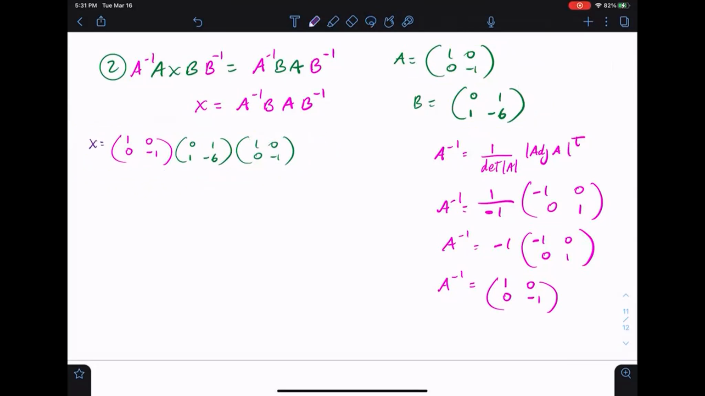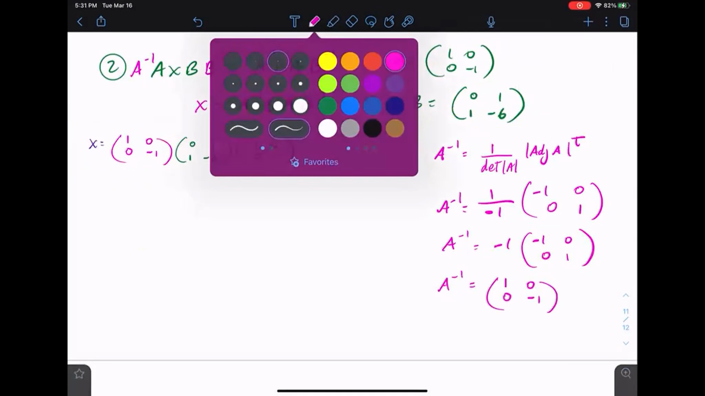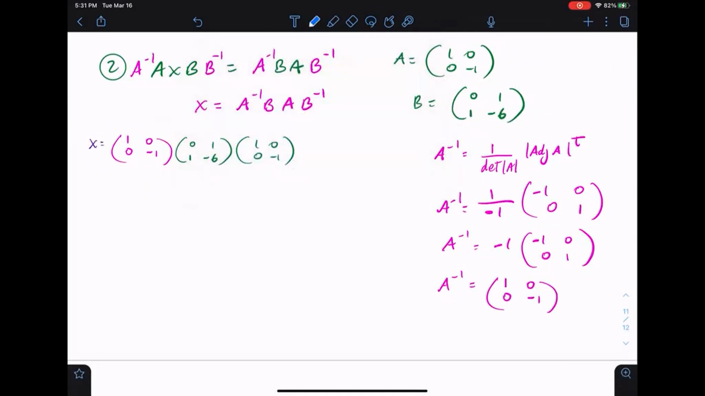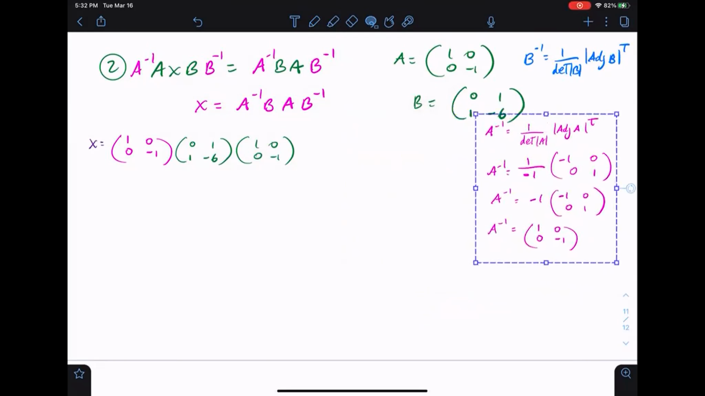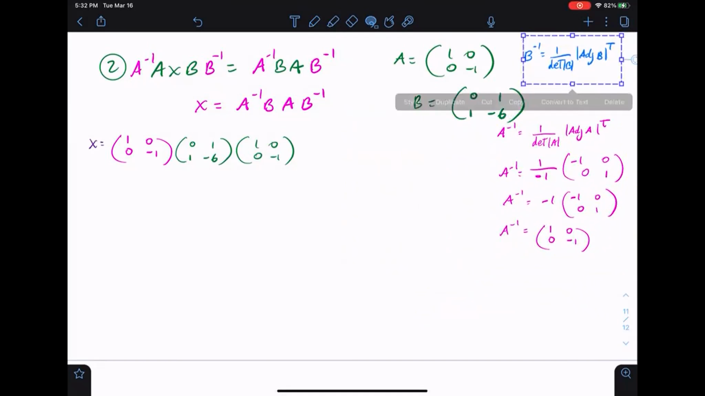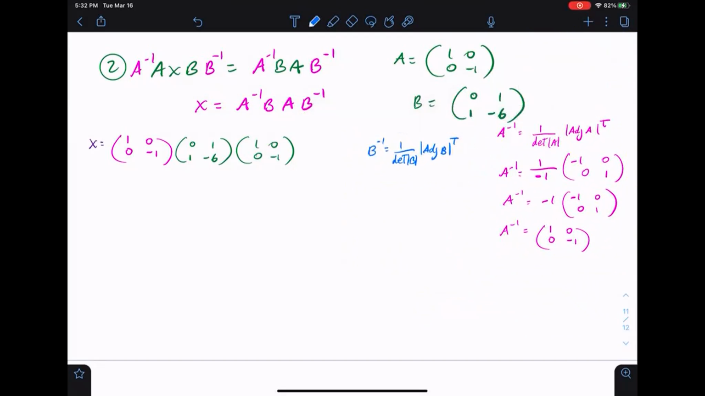We don't have that, unfortunately. So again we have to do that computation, right? So this is B inverse. B inverse is 1 over the determinant of B times the adjoint of B transpose. I don't have enough room to do all these things, so let me make this smaller and put it somewhere else, and bring this here. So B inverse is 1 over the determinant of B. What is the determinant of B? Well, that's just 0 minus 1. So it's just negative 1.